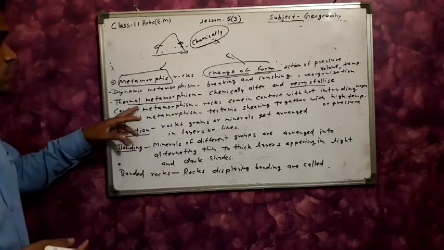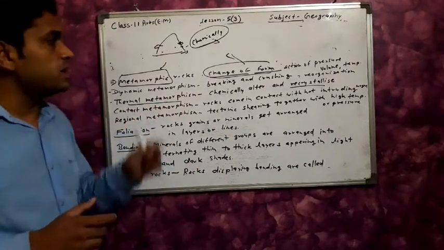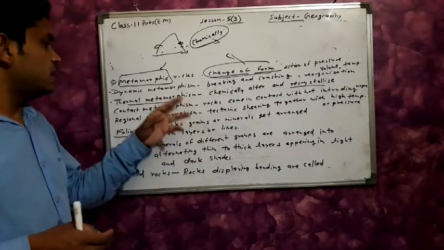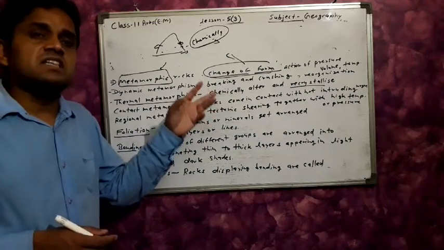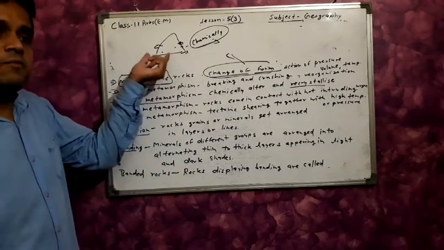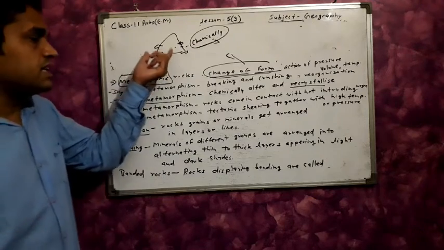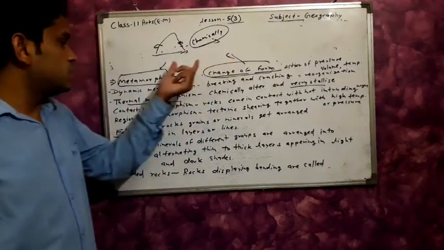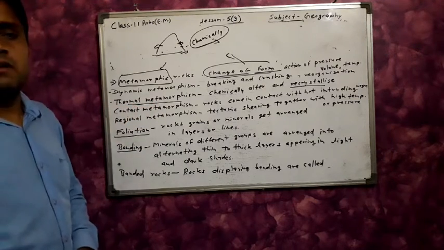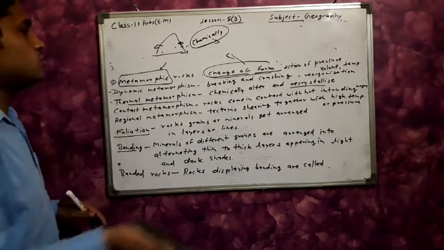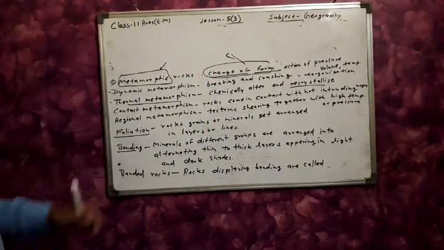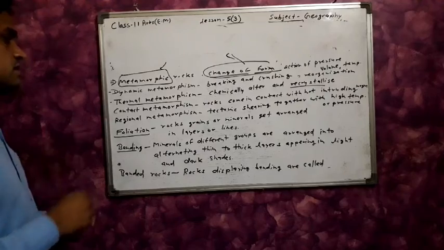So here we discuss thermal metamorphism. The main reason is temperature. Temperature changes the chemical processes in the materials of these rocks and changes the rocks. This type of metamorphism is known as thermal metamorphism. Thermal metamorphism is discussed in two forms: contact metamorphism and regional metamorphism.